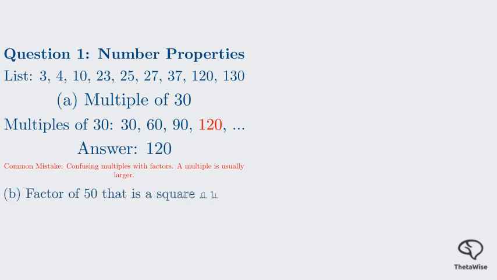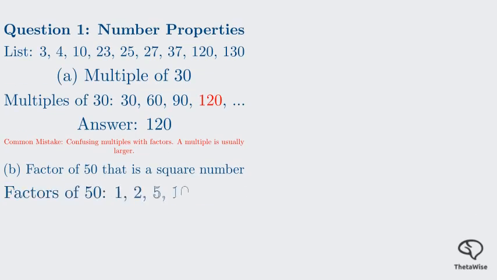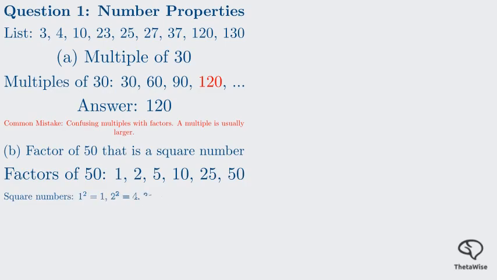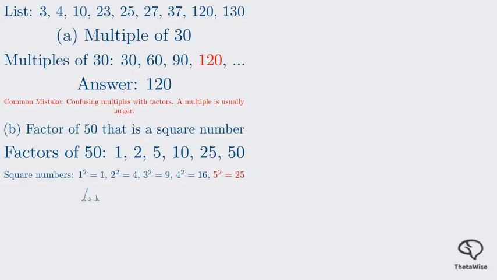Part B asks for a factor of 50 that is also a square number. Let's list the factors of 50. Now, which of these is a square number? 1 is a square, but it isn't in our list. 25 is a square number, 5 times 5, and is in our list. So, the answer is 25.